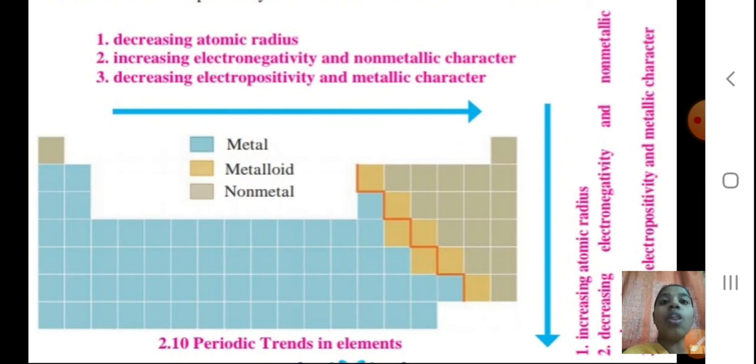Okay students, along the group from top to bottom, what is happening? Increasing atomic radius, decreasing electronegativity and non-metallic character, increasing electropositivity and metallic character. Okay students, please study this diagram properly. You can easily write all the trends.